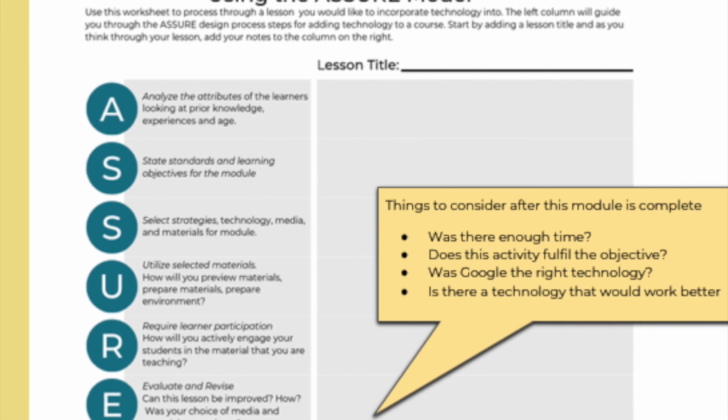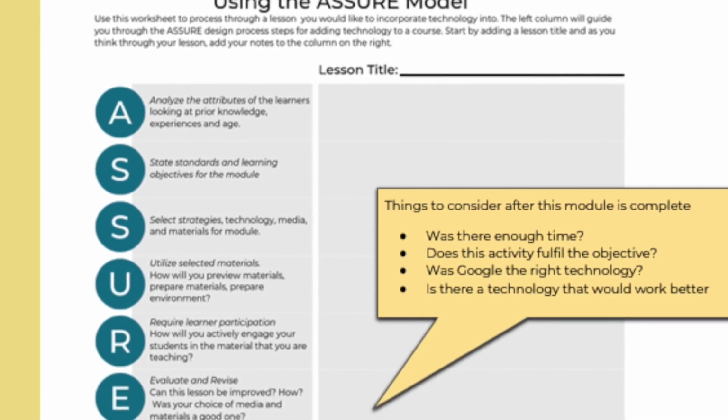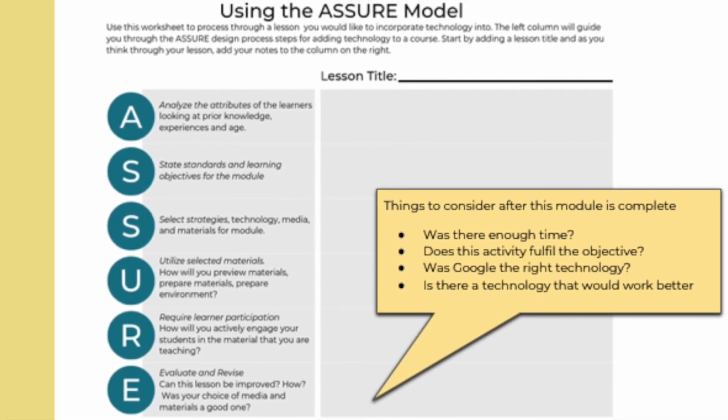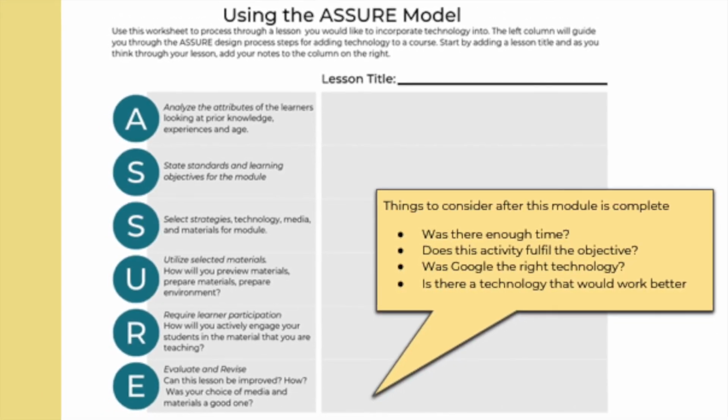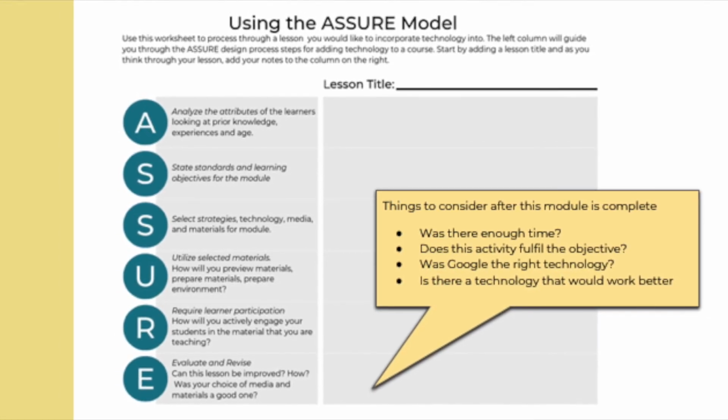The last step of the Assure model is to evaluate and revise. Things to consider are: were the media, technology, tool, and materials effective? How to determine whether or not a student met the objectives, and how to determine whether or not the instructor performance was effective.